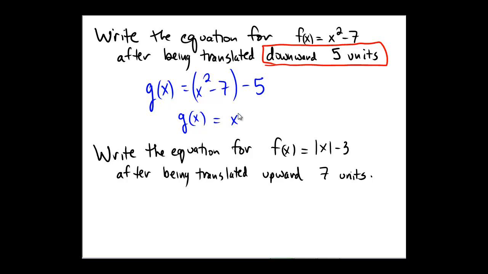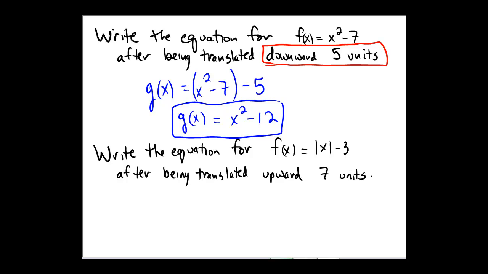or in other words, g of x equals x squared minus 12. Of course, minus 7 minus 5 would be minus 12, so this is what you'd get after simplification. And that's it. That's how you perform a vertical translation. Let's go to the next one.